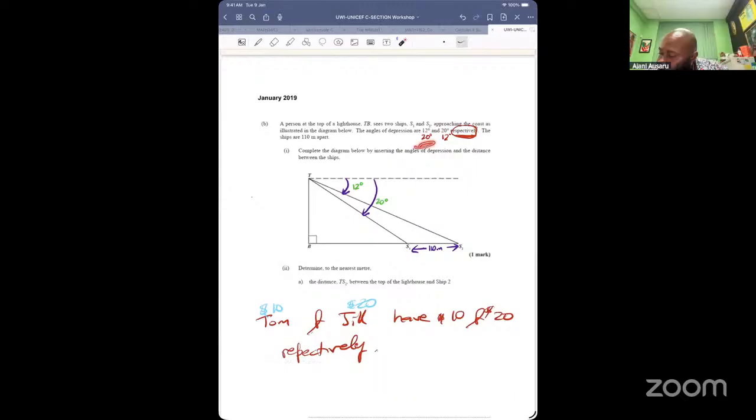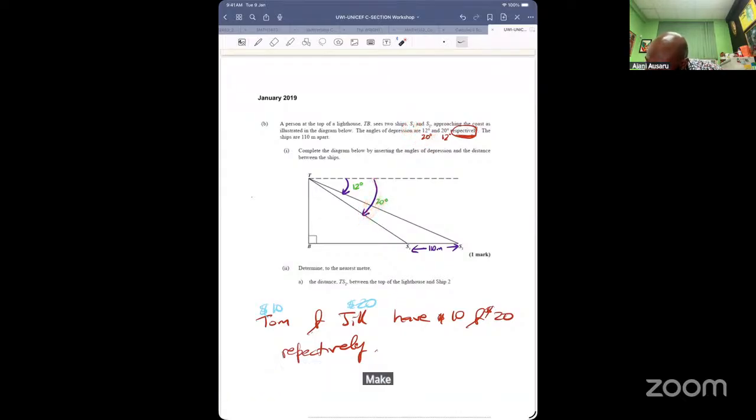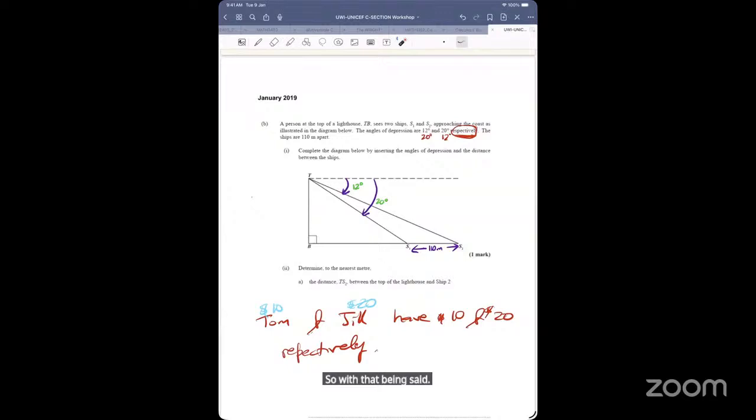So we'll just switch these around. It's 20 and 12 and not 12 and 20 because he used the word what? Respectively, okay? So the S11 is 20, which makes sense because this is bigger, right? Makes sense? And the S21 is 12 because this is smaller. So with that being said now, we're going to go to the question.